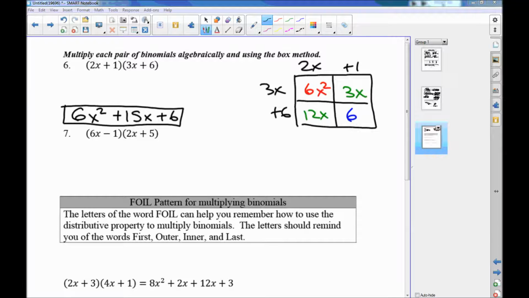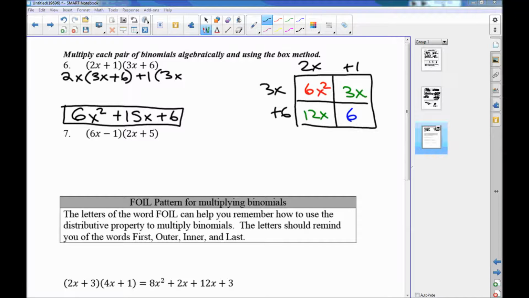Okay. Algebraically, remember we're supposed to take each term in the first polynomial and distribute it to all the terms in the second polynomial. So 2x needs to be distributed to 3x plus 6, and positive 1 needs to be distributed to 3x plus 6.